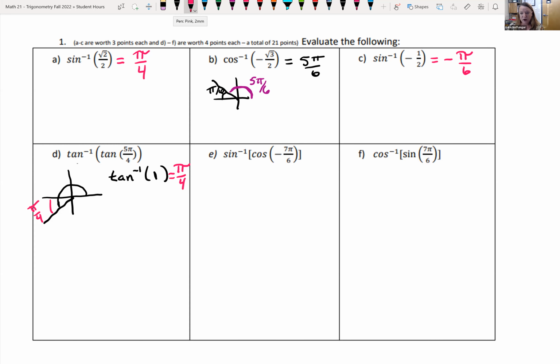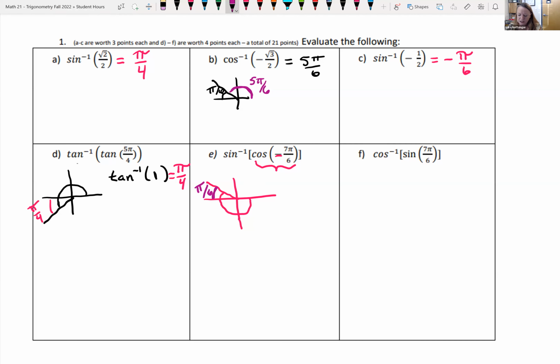So part E, we have sine inverse of cosine of negative 7 pi over 6. So let's look at cosine of negative 7 pi over 6 and evaluate that, working our way out. So let's graph negative 7 pi over 6. Well, 6 goes into 7 once, so we're going to be going past the pi mark and then adding pi over 6 to pi will give us 7 pi over 6. And we went clockwise because our angle was negative. And so thinking about our reference angle, the reference angle in here is pi over 6.